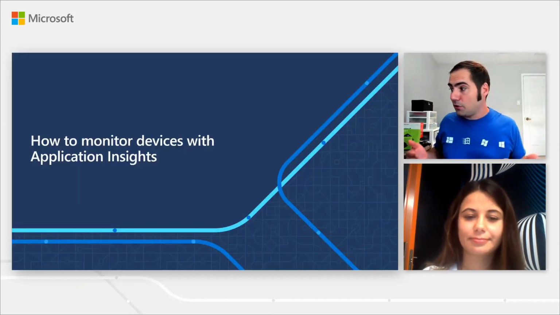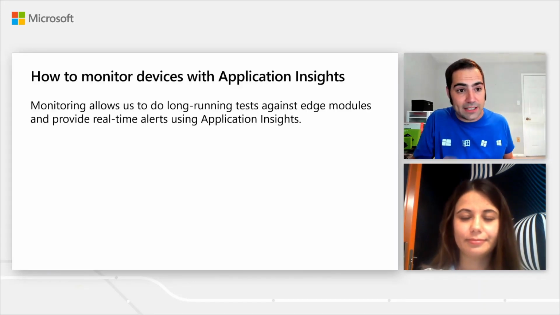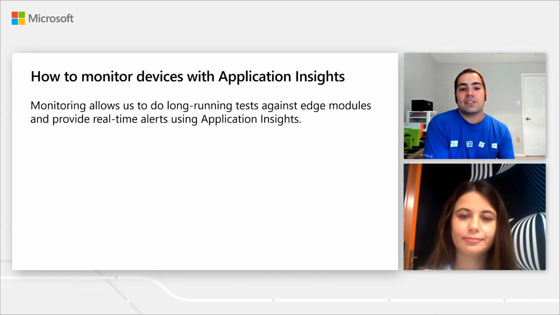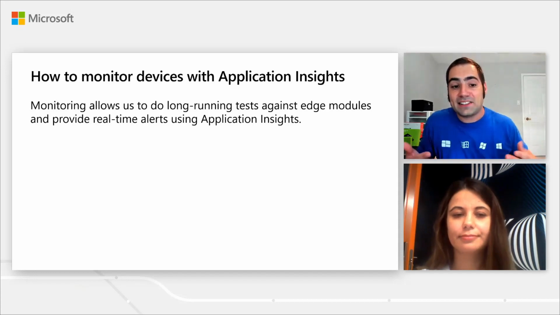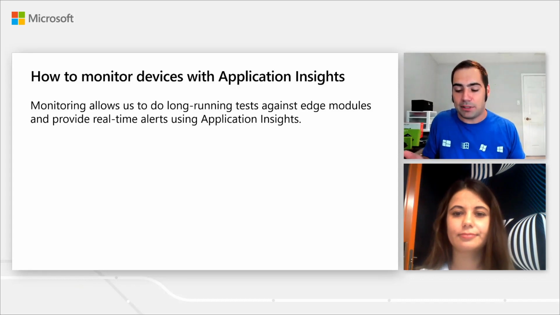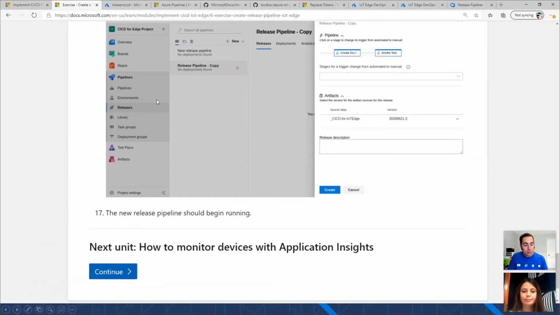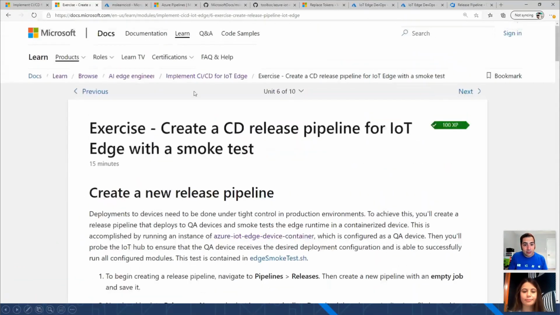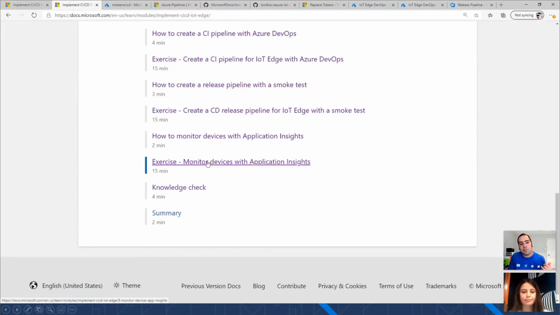So now we're going to get into our third and final exercise where we'll show how to monitor devices with Application Insights. Now, this is going to allow us a pretty cool functionality to be able to perform long-running tests against our Edge modules and even be able to configure real-time alerts utilizing the Azure Application Insights service. And we're going to dive right quick into that particular exercise. So again, we'll head back to the main Learn module here.